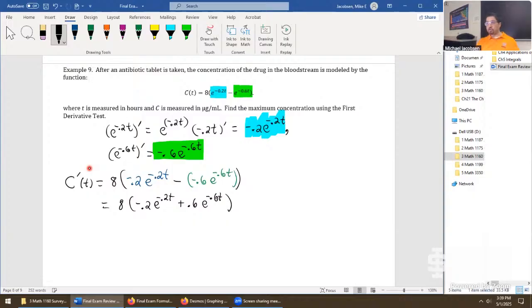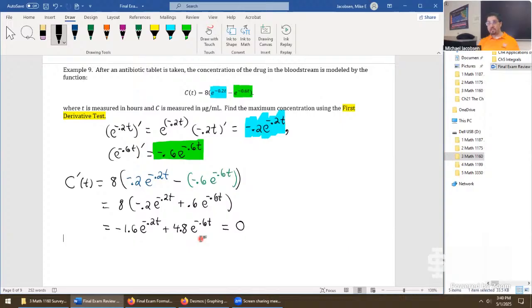Might as well distribute 8 through. This is negative 1.6 e to the negative 0.2t plus 6 times 8 is 48. That's a 0.6, so 4.8 e to the negative 0.6t. The next step is, if we're using the first derivative test, we want a critical number next. Well, we did all the hard work really to get to the critical number. This is the derivative in possibly its most simplified form. Set equal to 0 now.